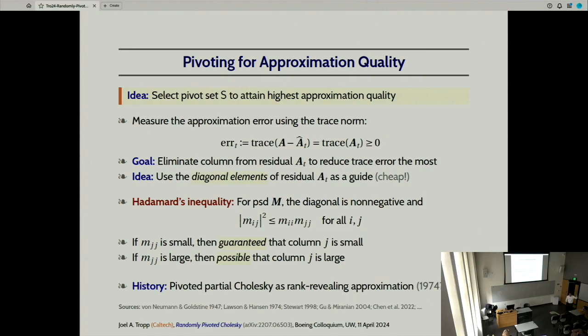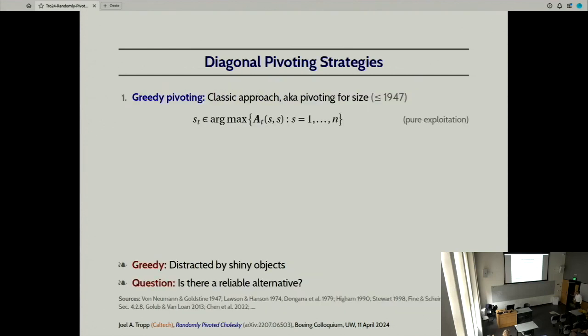But there's an asymmetry here. Small diagonal entries definitely tell us that we don't have to worry about that column. Big diagonal entries might or might not help. It could be the entire column is 0 except for the diagonal, right? Okay, so we're going to use this intuition as a method for developing strategies for selecting columns. All right, so let's plow forward.